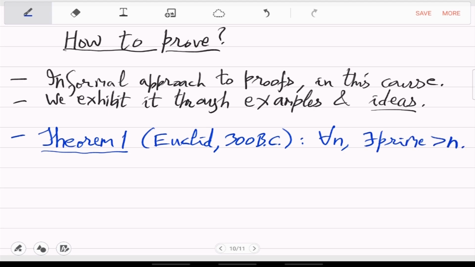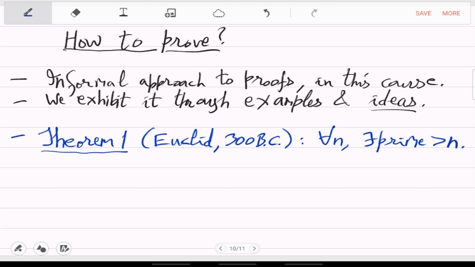In this class we will define these quantifiers more carefully, but for now it is just a shortcut for English. The statement is that for all natural numbers n, you can find a prime number which is bigger than that bound. A number is called prime if it is a positive integer and it's not divisible by anything except the trivial, which is 1 and itself. So like 2, 3, 5, but not 4.